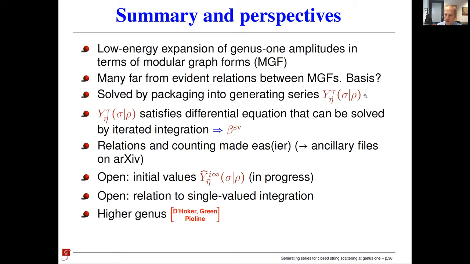You can actually determine this completely by looking at its differential equation and solving it by iterated integration, and you get some kind of real analytic iterated integrals involving the imaginary part of tau and holomorphic Eisenstein series. So once you have this information, many things become easier, namely finding relations and counting objects. And as I say, there is an ancillary file on the arXiv where you can see many things.